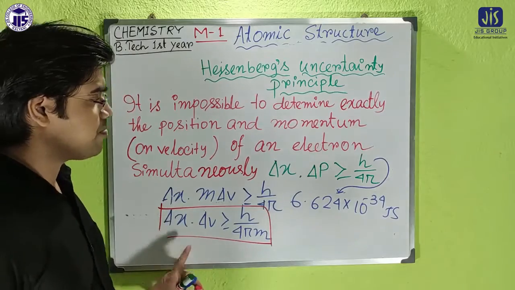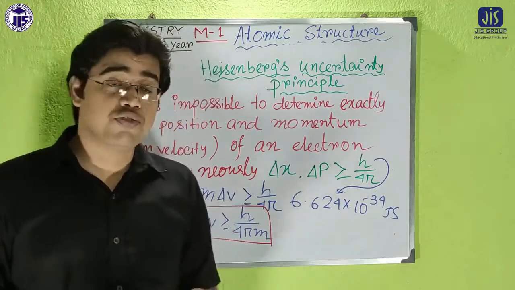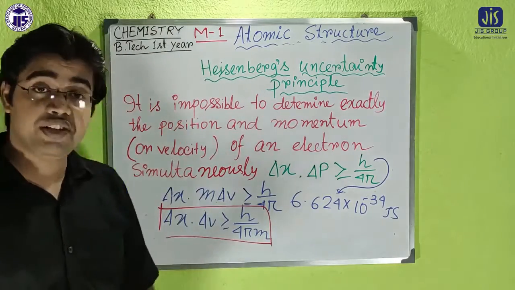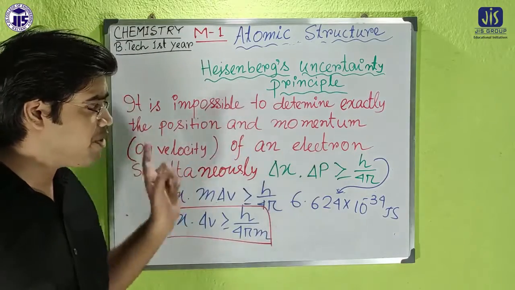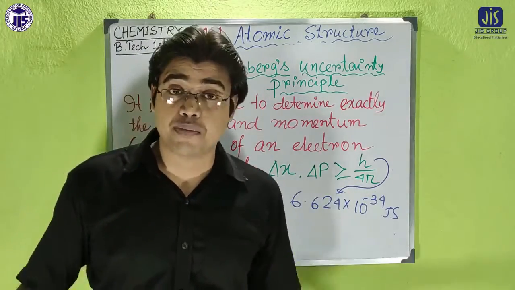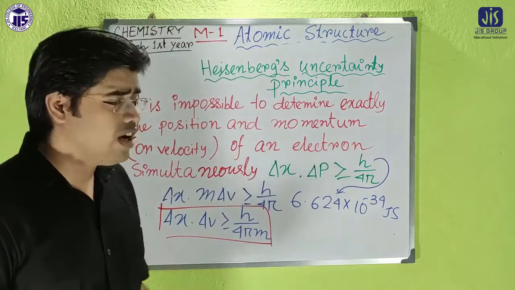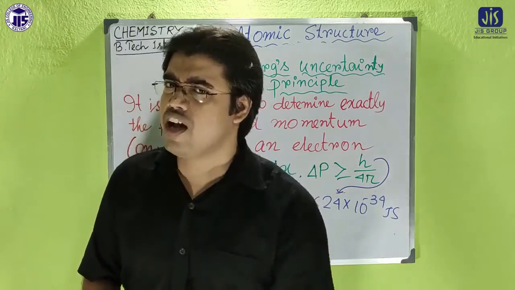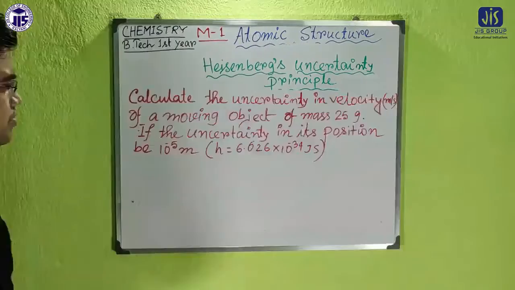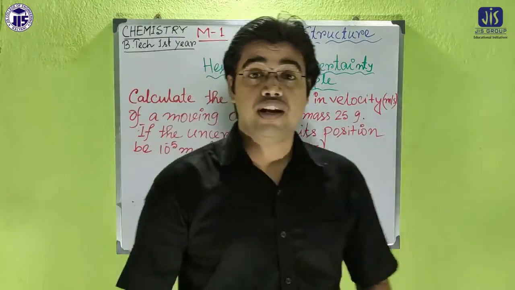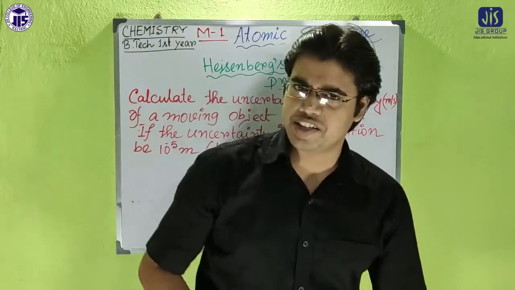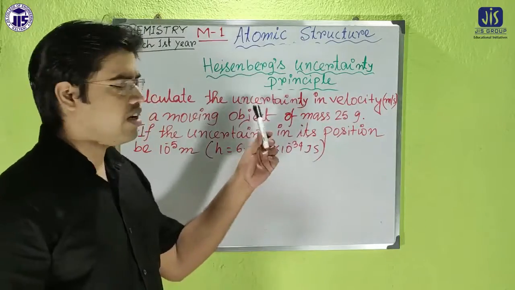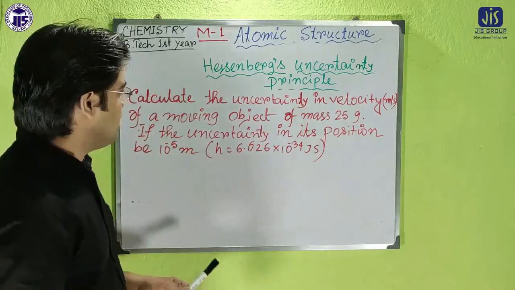So this is the mathematical expression for the Heisenberg uncertainty principle, and we have to use it in numerical problems also. Okay, so let's check one numerical problem from the Heisenberg uncertainty principle. Now we'll solve one problem from the Heisenberg uncertainty principle, and this is the numerical problem.